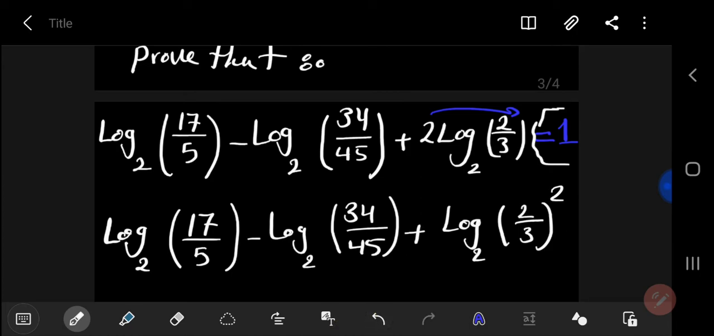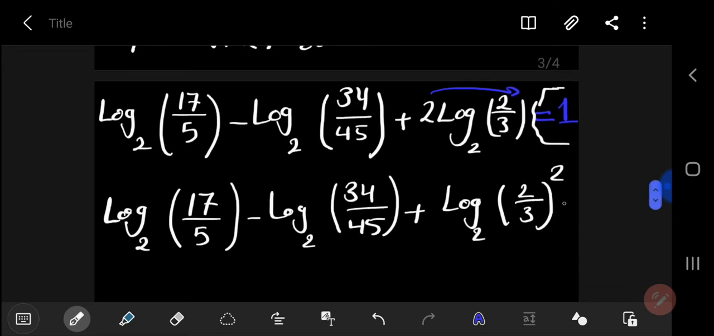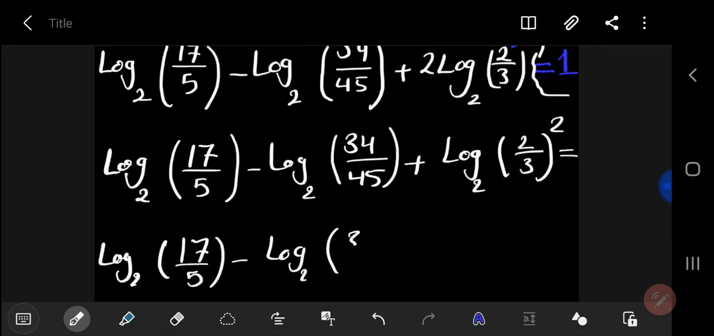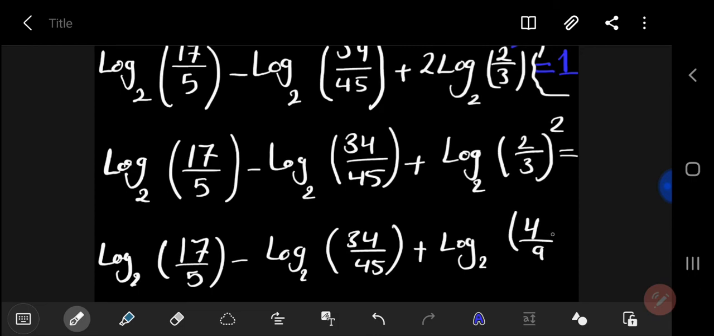So this is the first step I do. The second step, I will take the square of this number. So log base 2 of 17 over 5 minus log base 2 of 34 over 45 plus log base 2 of 4 over 9. Why? Because it's squared.